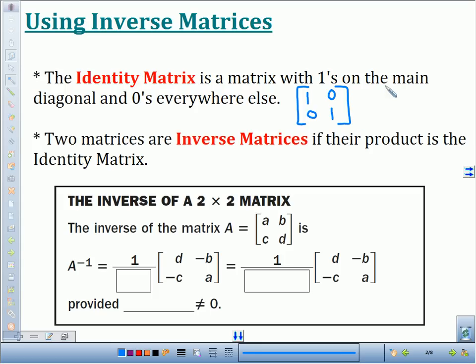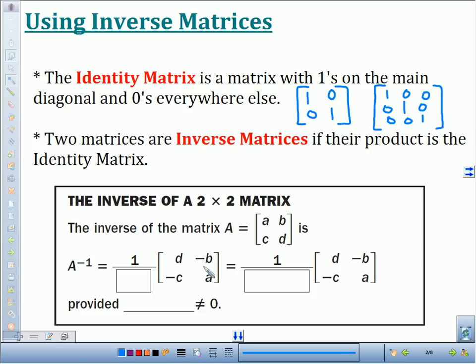If I wanted a 3 by 3 identity matrix, very similar. Again, I would have ones on the main diagonal, and then I would have zeros in all the other places. So we can see we have 1, 0, 0, 0, 1, 0, 0, 0, 1, ones along the diagonal, zeros in all the other places.